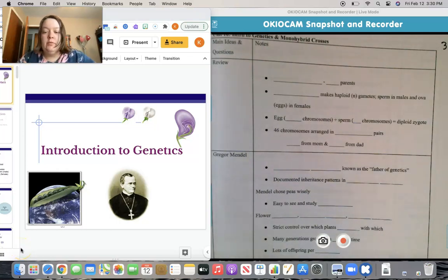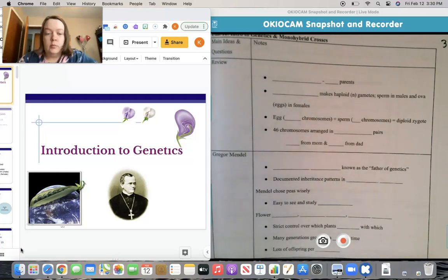Today we're going to be doing our first lesson about genetics. So today you're going to hear a lot of new vocabulary words. We're going to talk about a scientist who started learning about genetics, Gregor Mendel. We'll do some monohybrid crosses.